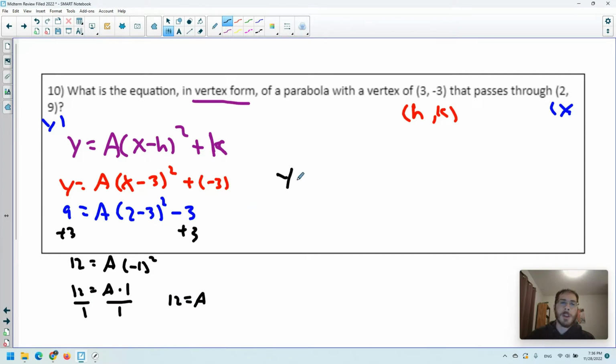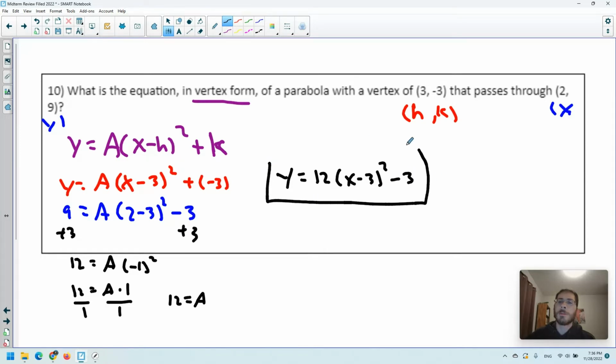So final answer, we'll come back right here. Y equals 12 times x minus 3 squared, plus negative 3 or minus 3. And there we go. So we're all set. If we want, we can double check it by graphing the answer and making sure that both of our points do pass through.